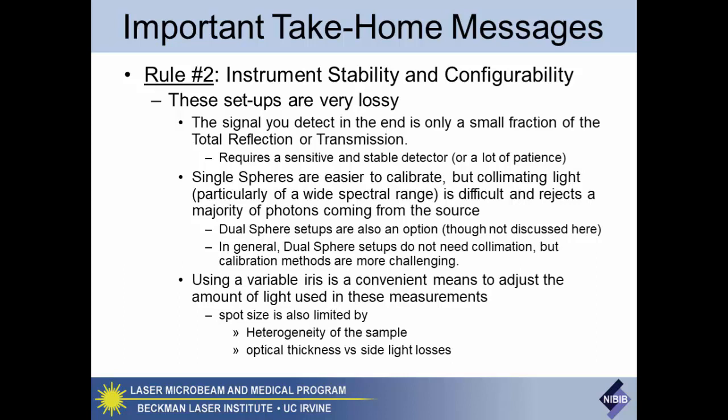Using things like a variable iris is a means to adjust the amount of light in your measurements, but also changing your spot size will allow you, if you have something that is heterogeneous, to illuminate a smaller area of the tissue at the consequence of the number of photons. But again, you want to have some ability to adapt with a single instrument rather than having to rebuild every single time.